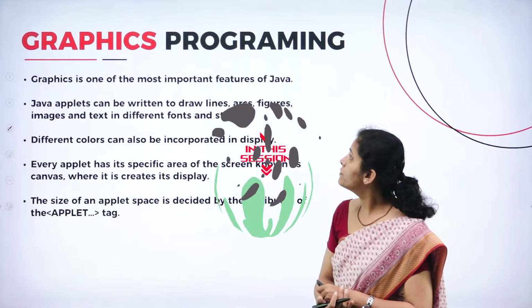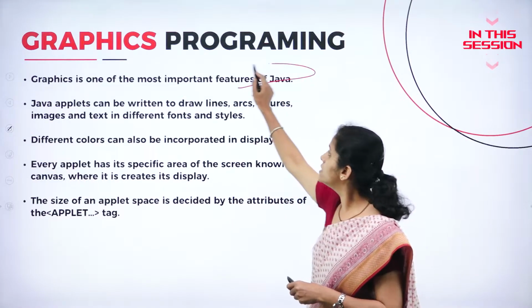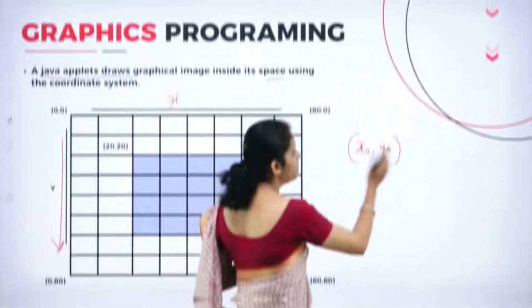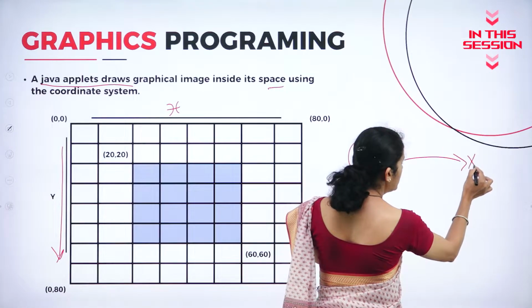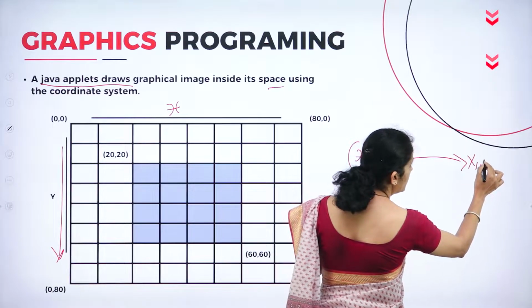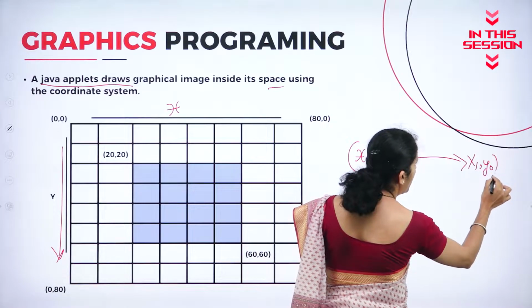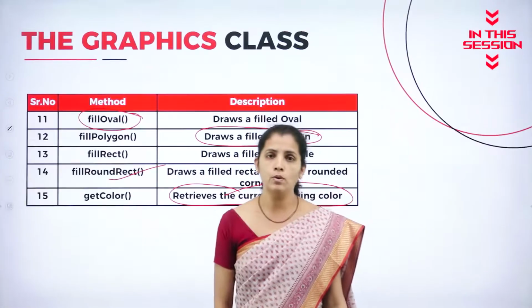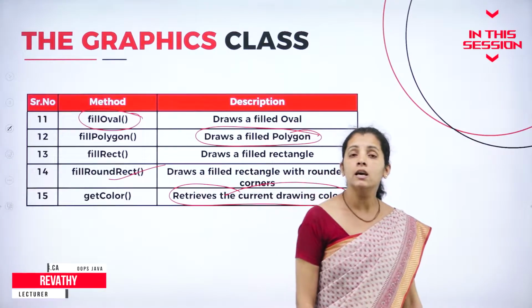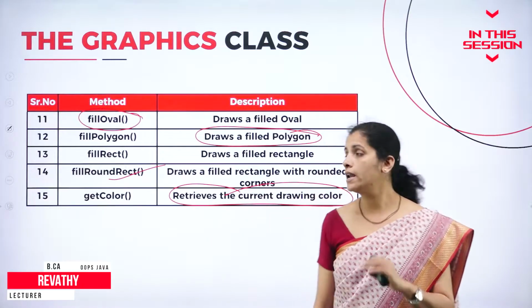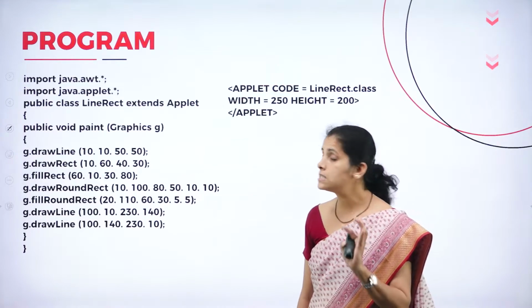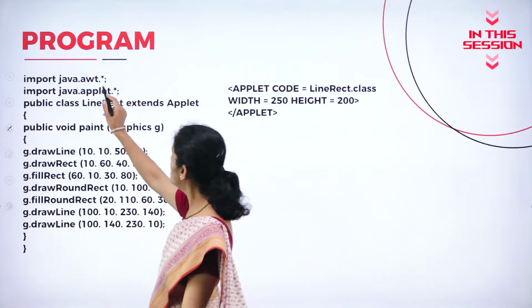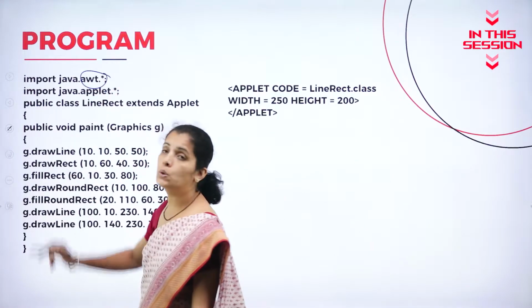Graphic is one of the most important features of Java. If I want to move towards this one, then I'm going to increase the X value and keep the Y value as it is. Suppose if I want to retrieve the current drawing color, then I'm going to make use of the method called getColor. So all the graphic classes come under Abstract Windows Toolkit.